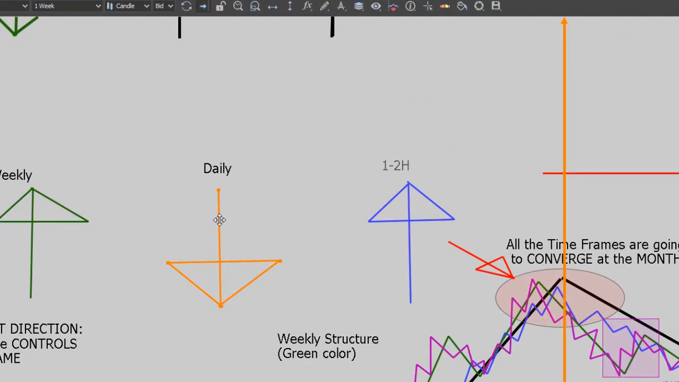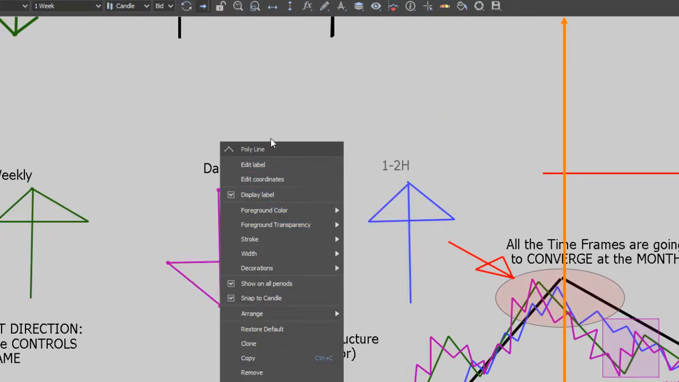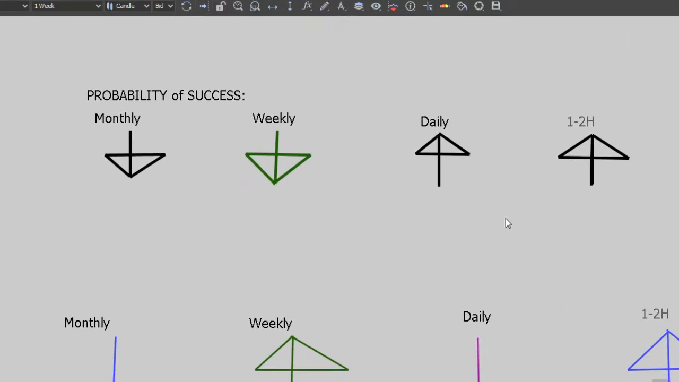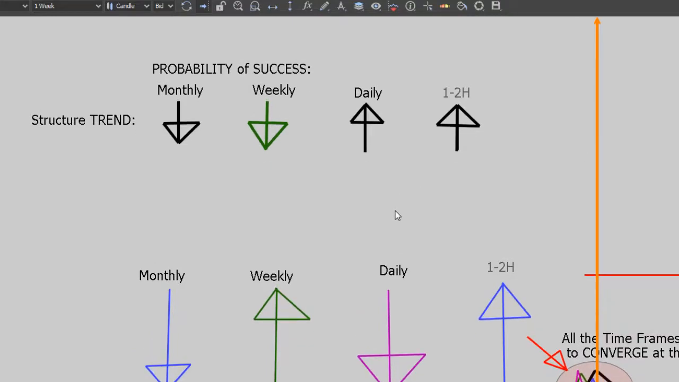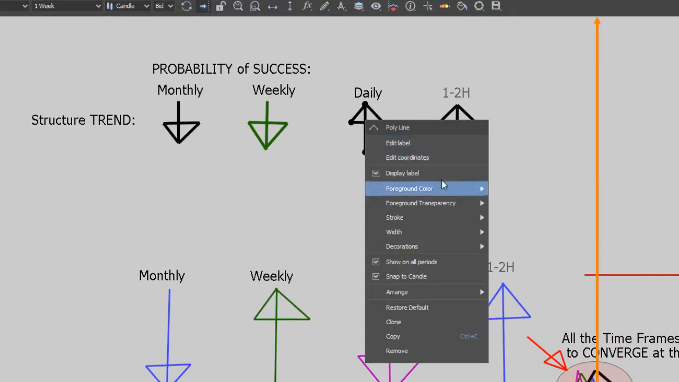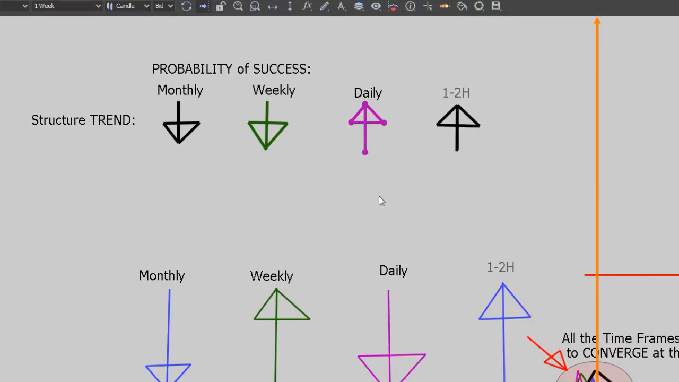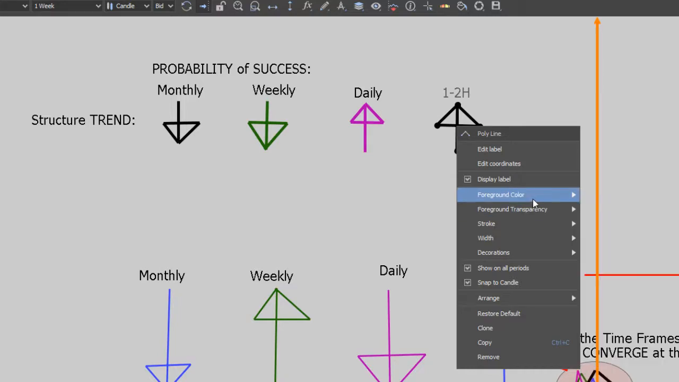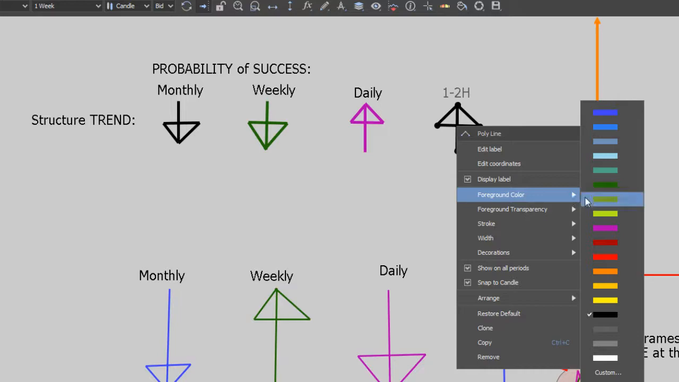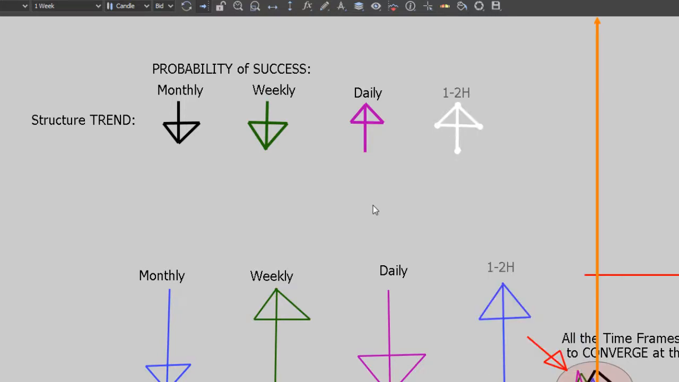So let's color code differently because you don't see, right? So this is the lesson right now. You have the daily is up, right? And 1 and 2 hours is also, we are not going to draw because there's going to be too many highs and lows, and you are not going to see anything. So let's color code in white with the 1-2 hour.